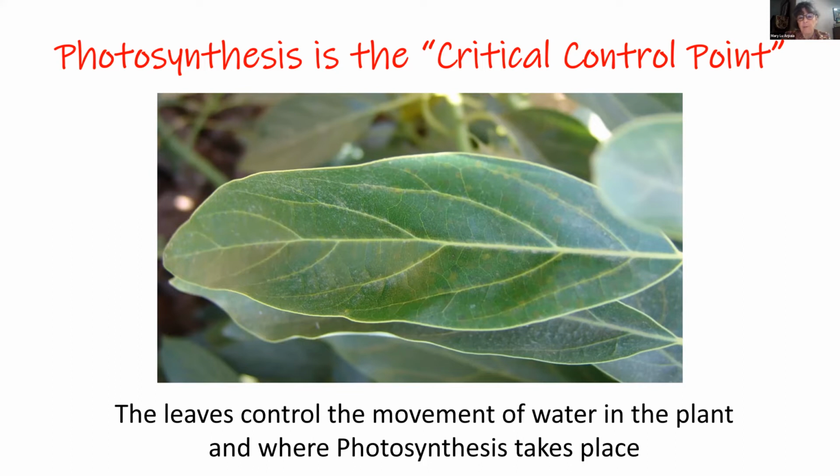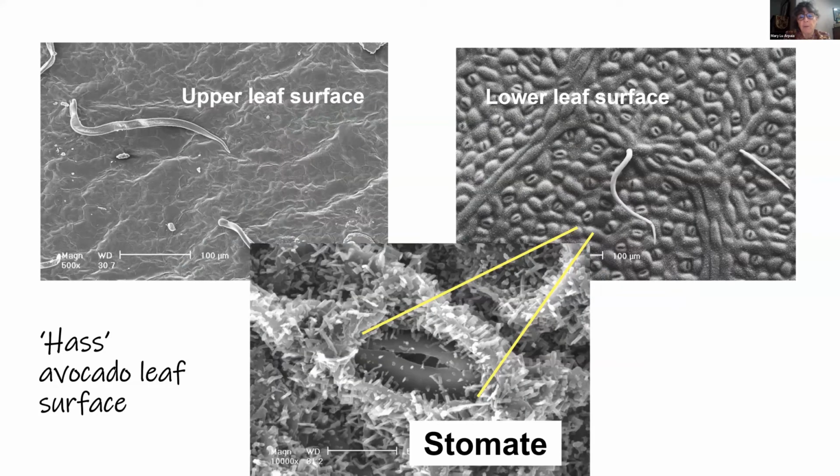So how do the leaves do that? It's because on the lower surface, this is actually a picture of a Hass avocado leaf. On the lower surface of the leaf, you see those small little kidney-shaped things, these little dots. And those are the stomates, the stomata on the lower end. And here's a close-up on the bottom of the slide of a stomate of a Hass avocado leaf. And this stomate happens to be open.